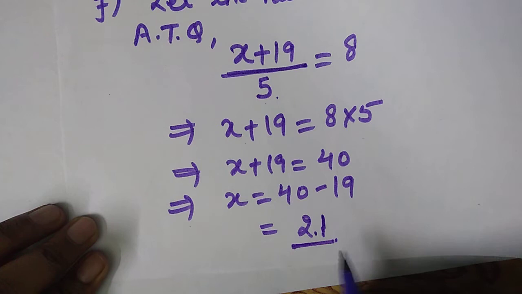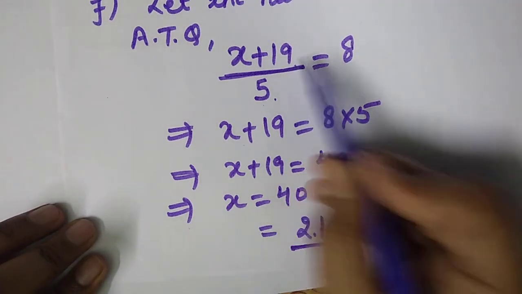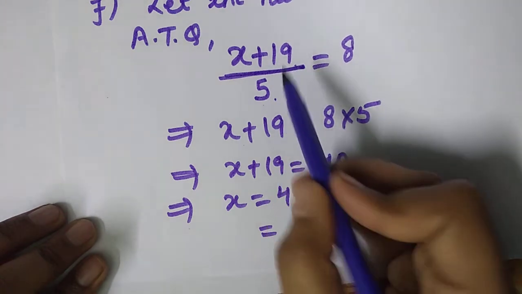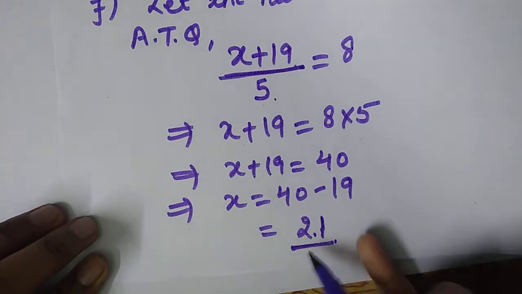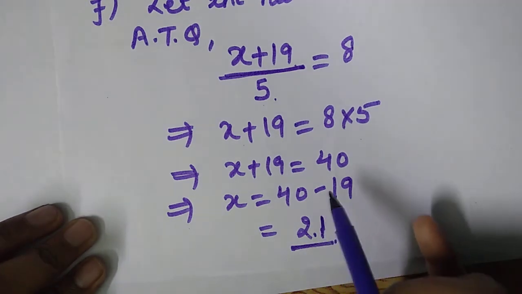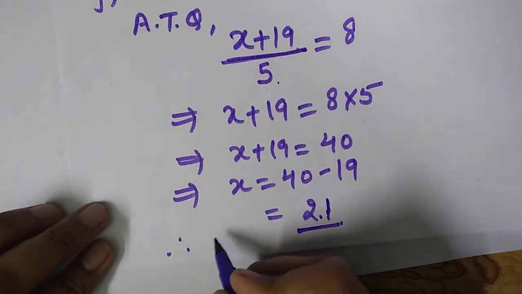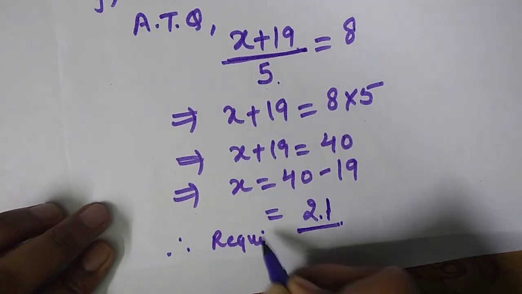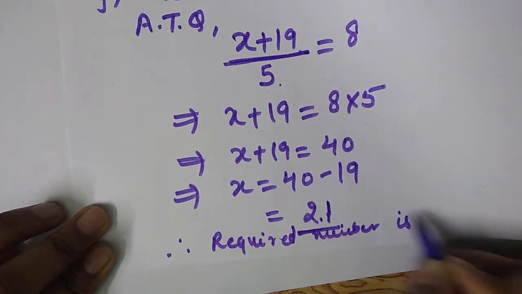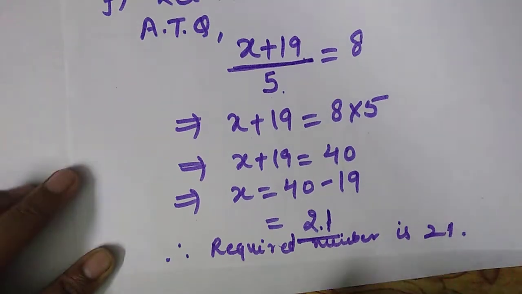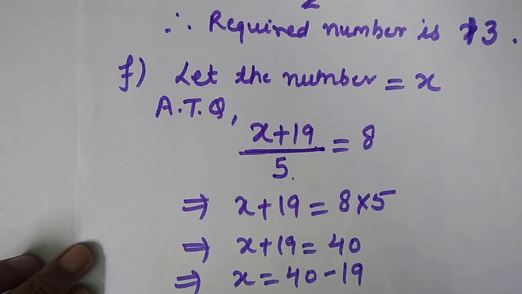She thought of 21, and if she adds 21 to 19, that is 40, and if she divides 40 by 5, then she will get 8. So it is satisfying the condition. It means the answer is correct. Therefore the required number is 21. Okay, so this is question number 1. Same way you have to do question number 1.